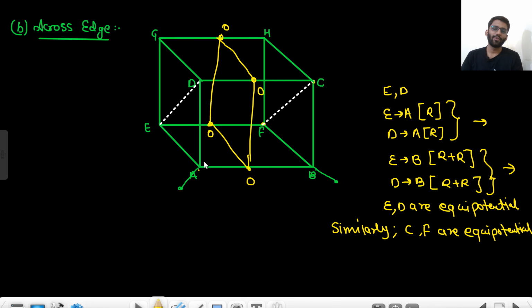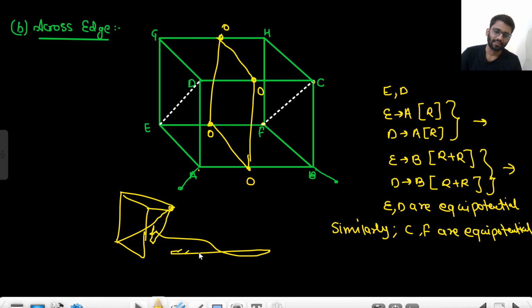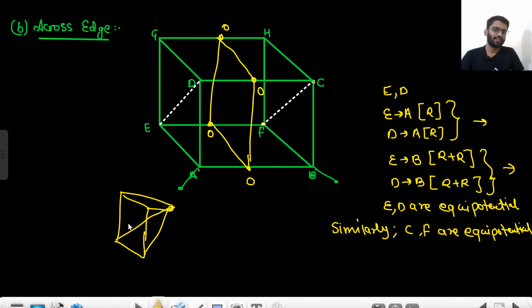So between G and O you will have some resistance, between E and O you will have some resistance, between D and O you will have some resistance. It will make a circuitry like this. These are the points, and then there is one common point from where there are some resistances like this. So it will give rise to this. Then you will have to solve it.